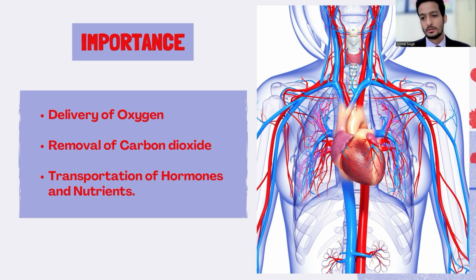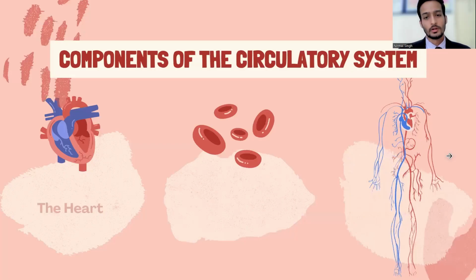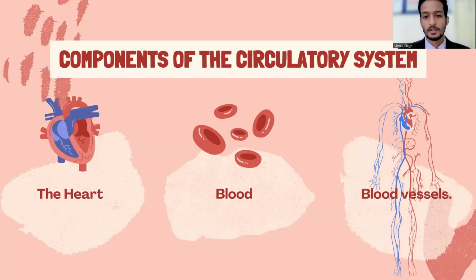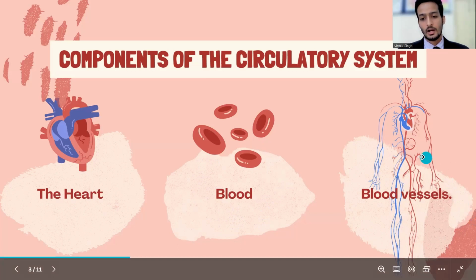Now, coming upon the components of circulatory system. There are mainly three components of the human circulatory system, and these are the heart, blood, and blood vessels. The heart is the pump which circulates the blood all around the body. The blood is the medium of transport of various substances throughout the body. Blood vessels are the channels through which blood is transported all over the body.